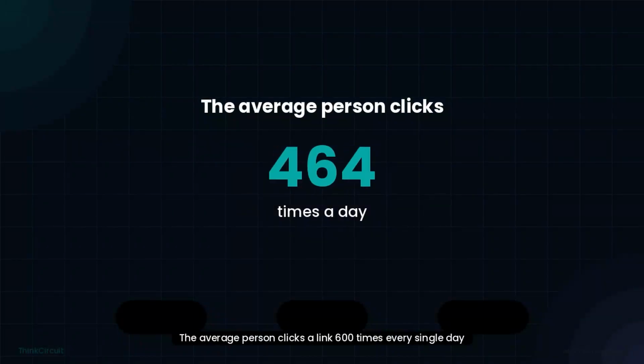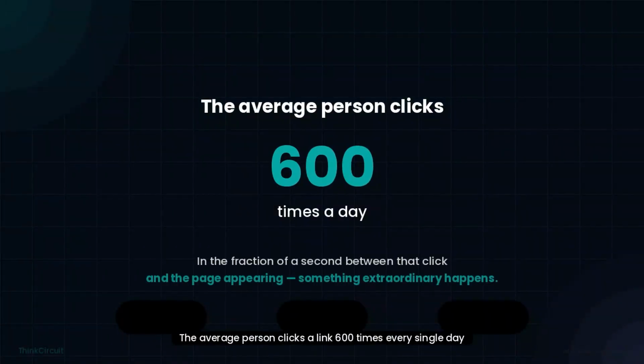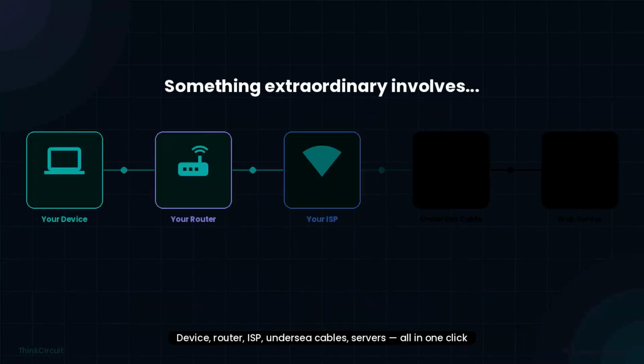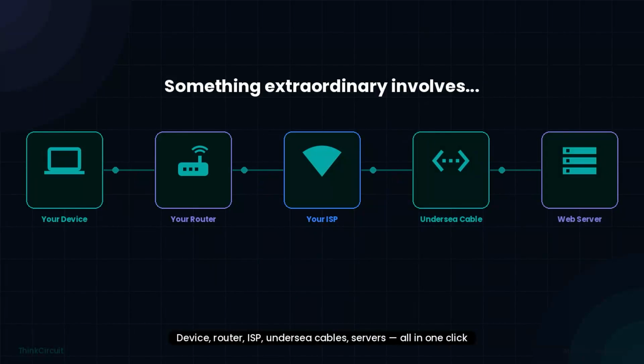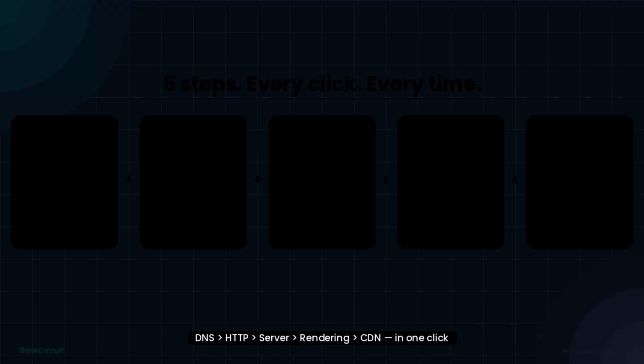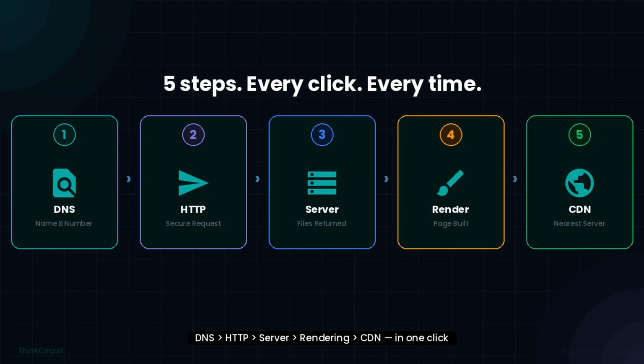The average person clicks a link 600 times every single day, and in the fraction of a second between that click and the page appearing, something extraordinary happens, something that involves your device, servers on the other side of the planet, a system that translates names into numbers, and a protocol invented in 1989. And it all happens before you even notice the page is loading.